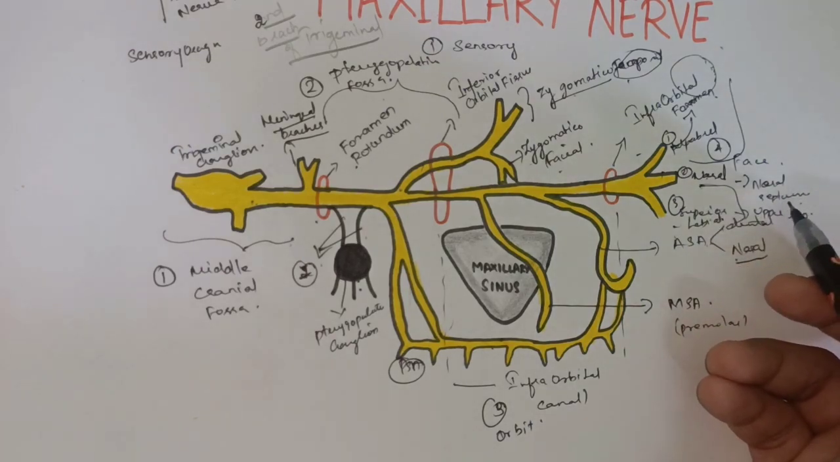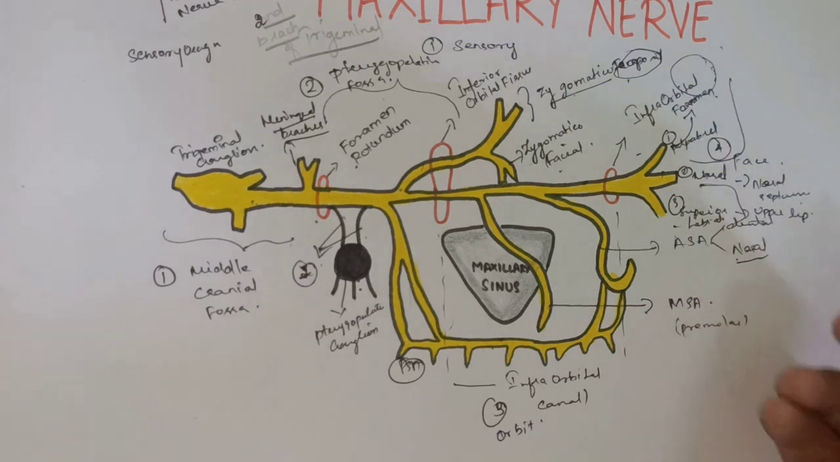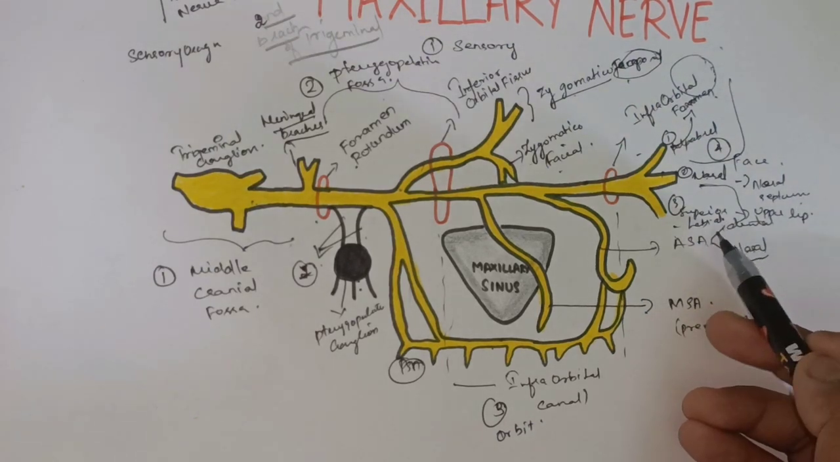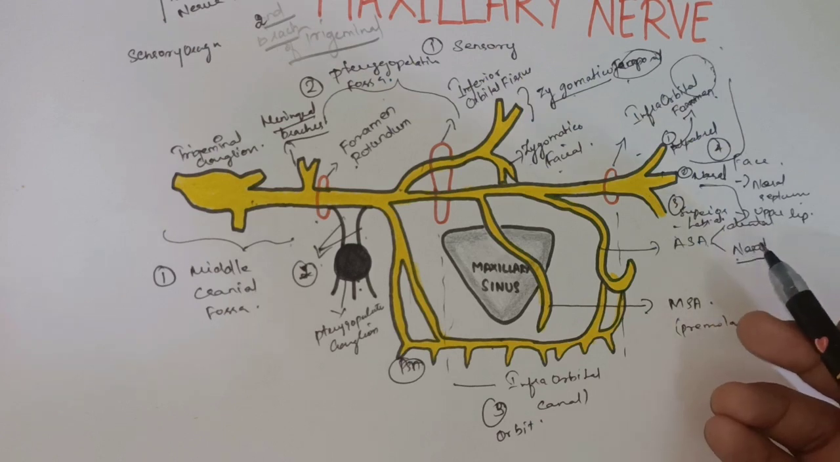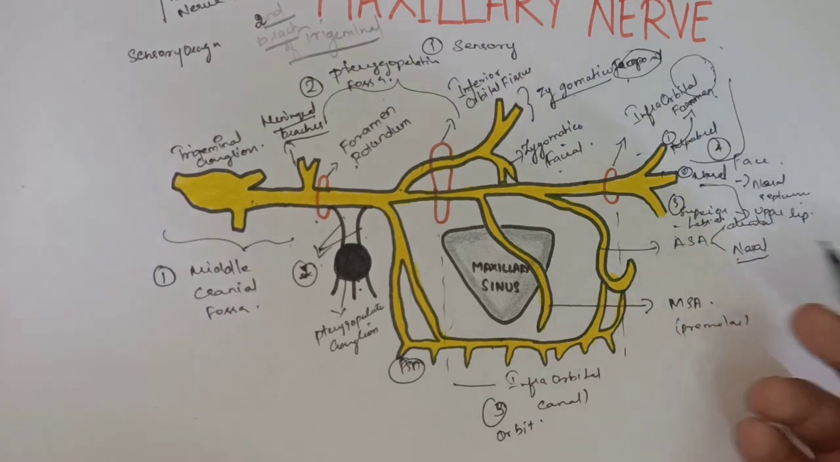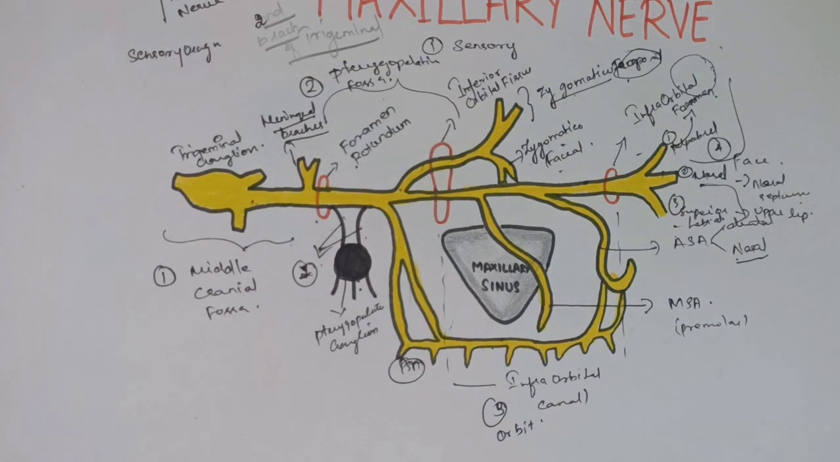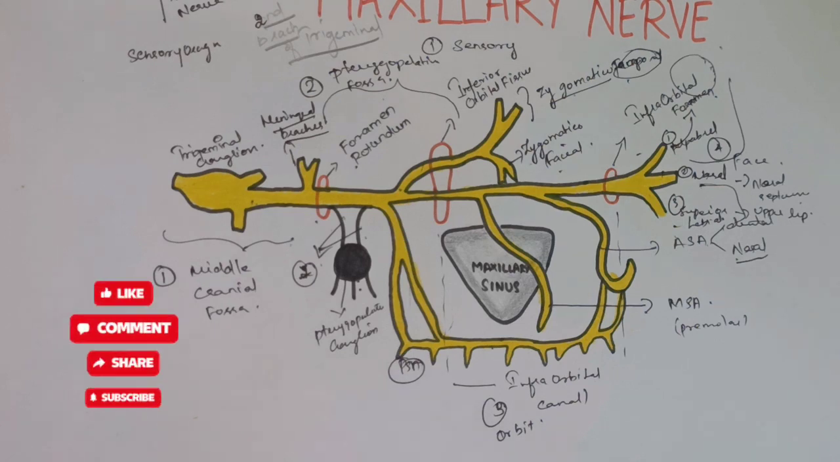I have written here, it is not clear, but if you listen to the lecture you will understand what branches I have written here. Okay. So this is how the maxillary nerve originates and supplies all the regions, and how it travels, what is the exact origination and relation of this maxillary nerve, we have all learnt in this video.